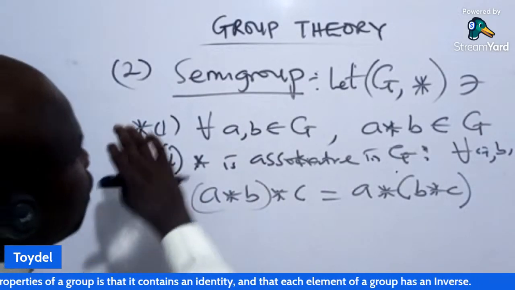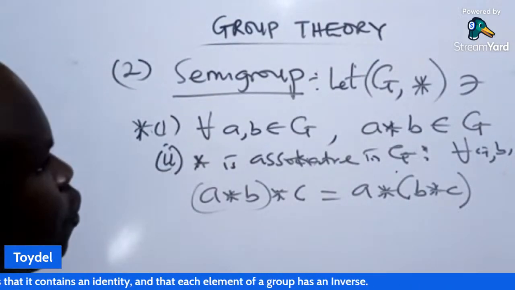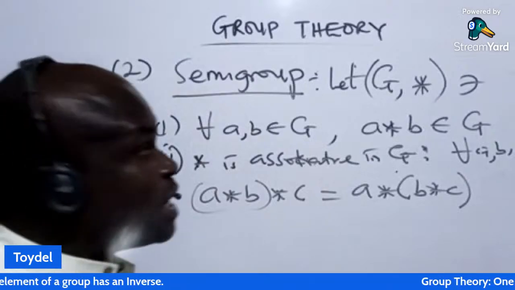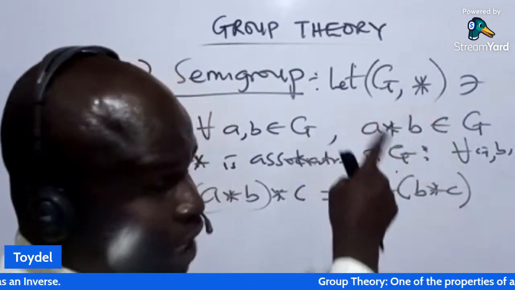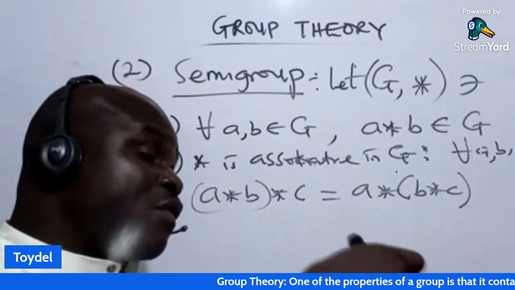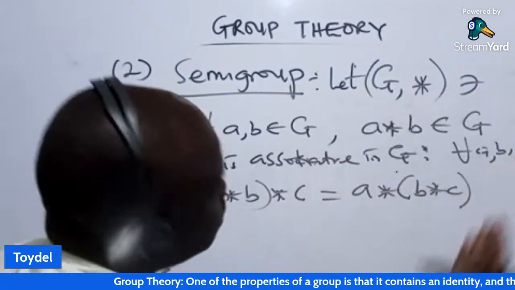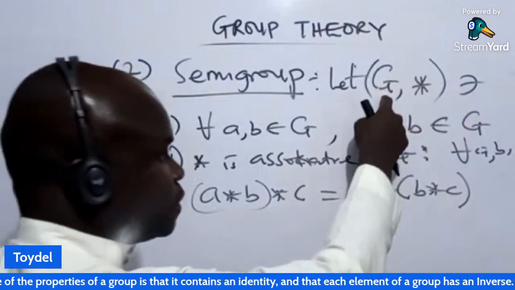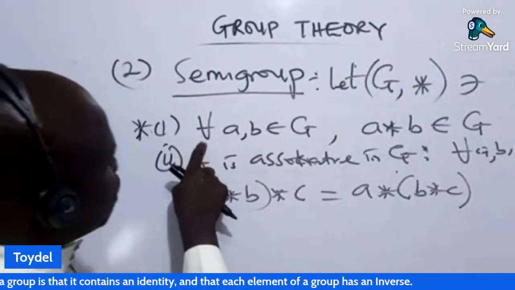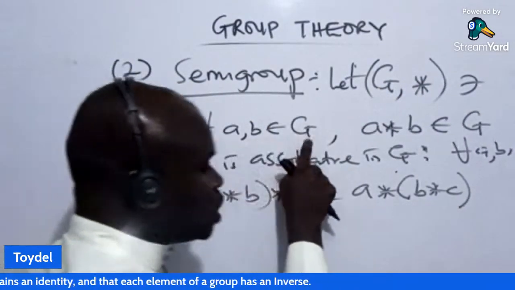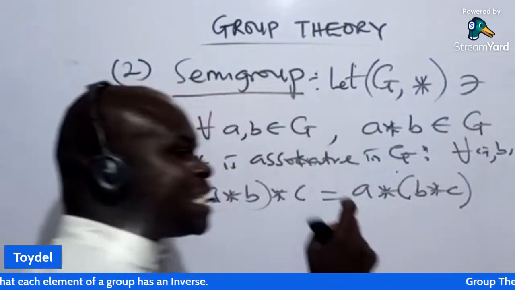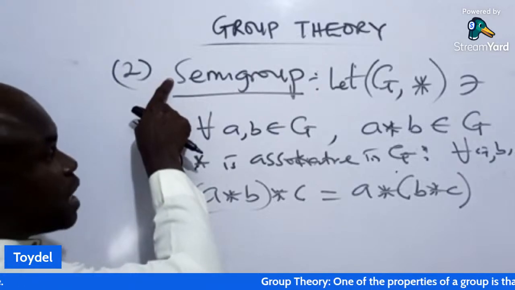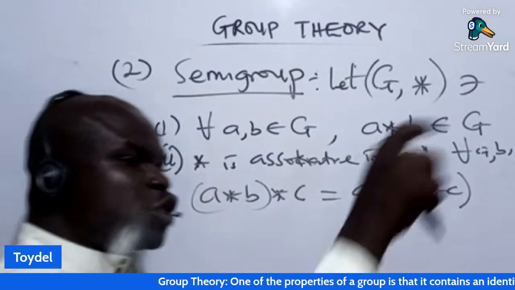So if you are asked to define a semigroup, you tell us that given a non-empty set, you can define it as any letter. It must be a capital letter because we denote sets with capital letters. An element of a set is a small letter. So we say let G be a non-empty set and asterisk, or any symbol, a binary operation defined on G, such that the first condition is that for all A, B that belong to G, A asterisk B must be in G. That is the closure property. Then the second property that gives us a semigroup is that asterisk is associative in G.